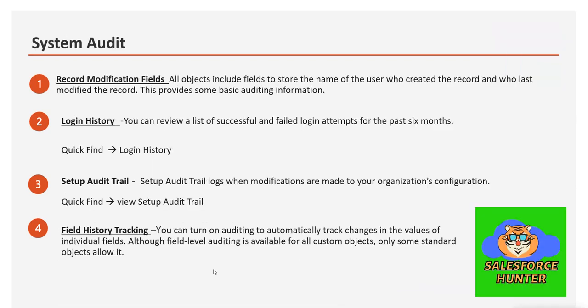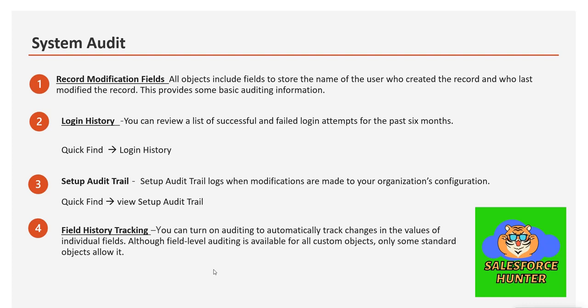So now, since we are done with the security, there are some system parameters that we could use. For example, record modification fields. All objects have the fields where we could see who is the owner of the record and who modified it last time, last modified, that we could do using record modification fields. Now login history, it is used to review the list of successful and failed login attempts for the past 6 months, and to check it, go to the quick find and then login history.